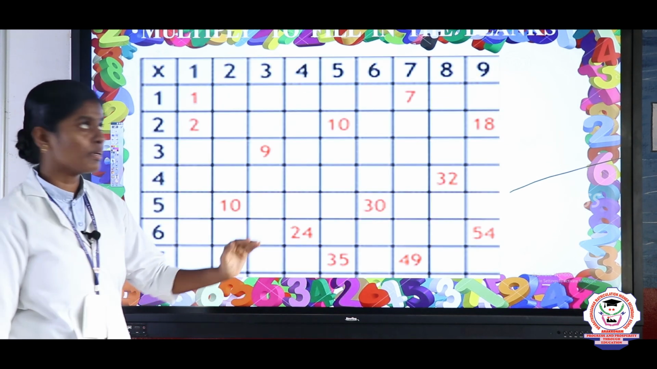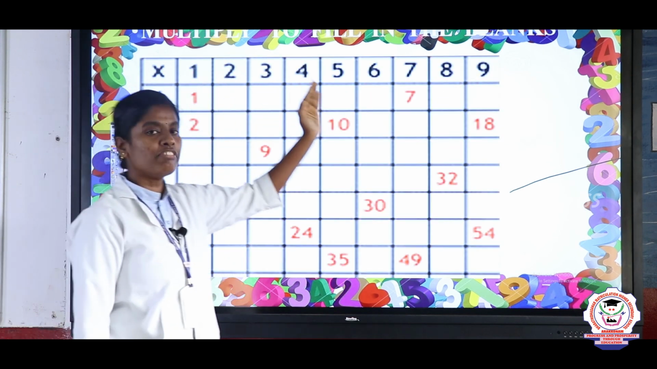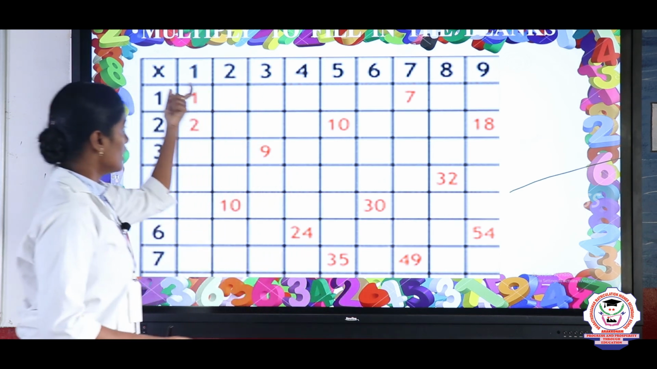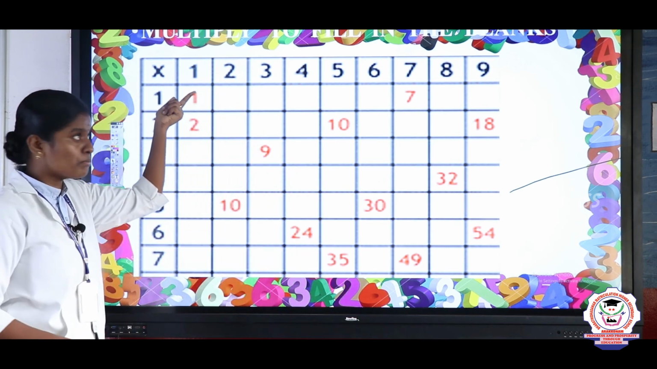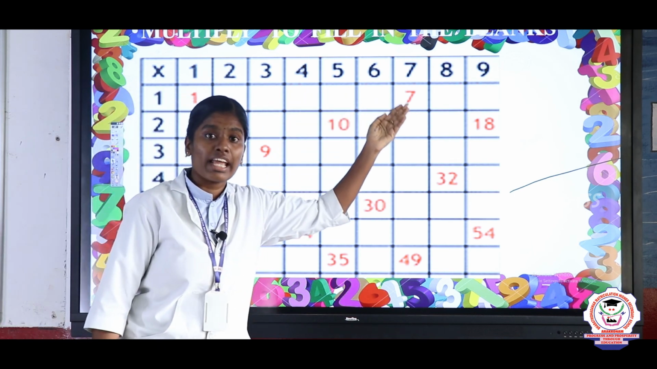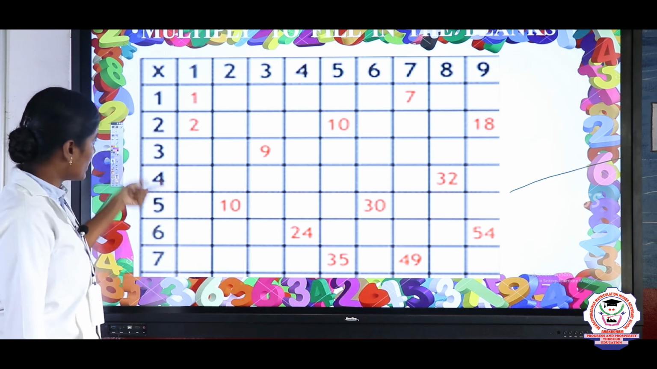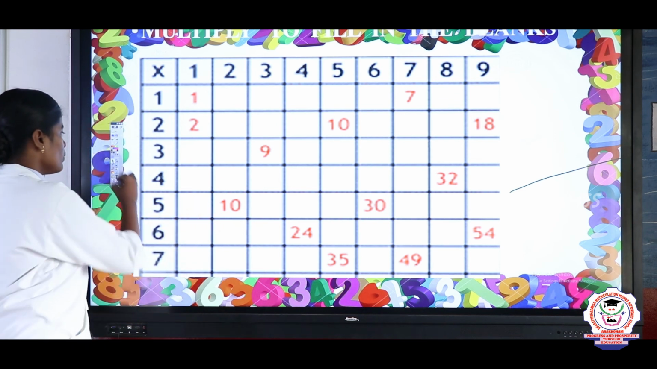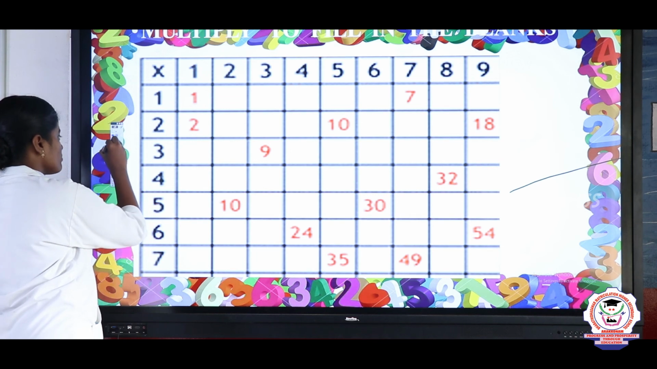So our first topic is multiply to fill in the blanks. Here we have the multiplication symbol, then we have some numbers 1, 2, 3, 4, 5, 6, 7, 8, 9. Then here we have 1, 2, 3, 4, 5, 6, 7. Okay, so now you take and multiply this one.